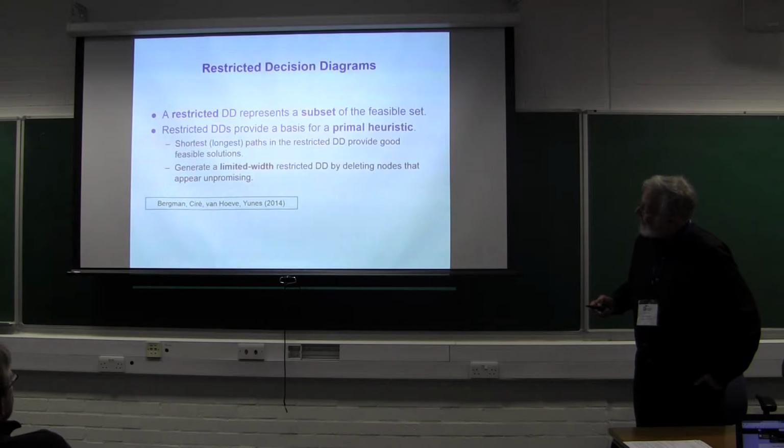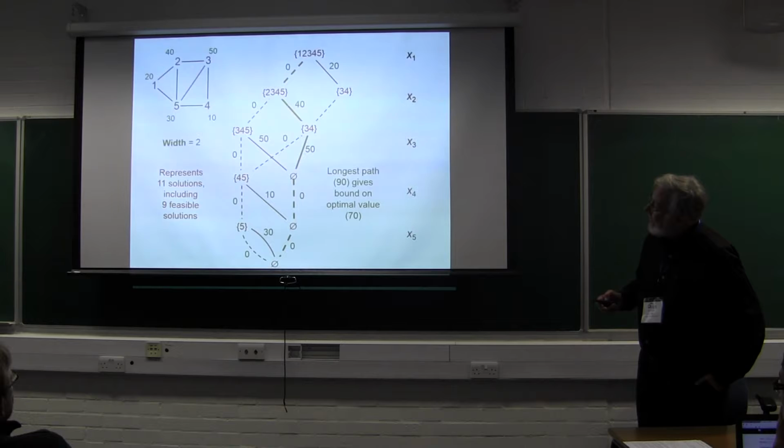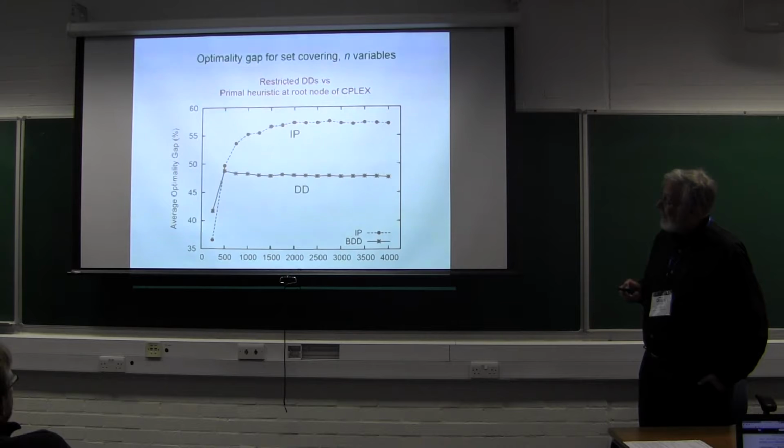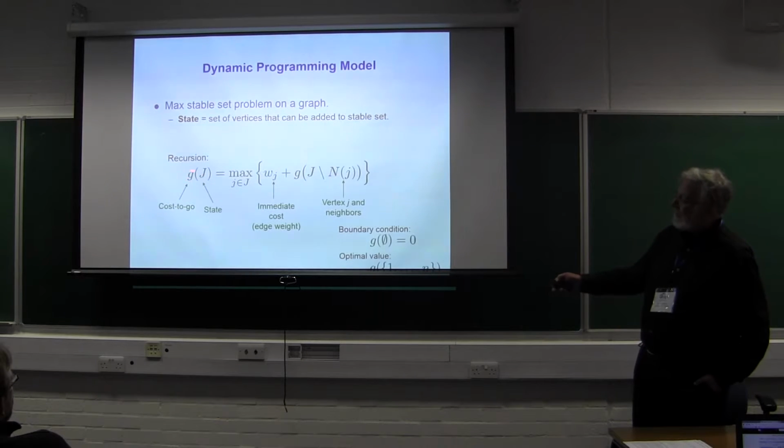Remember, as I showed you before, go back. Yeah, these things. This is the state, right? The set of vertices that are still available to add to the stable set. That's my state J. I don't want to lose you in the notation. So that's the state.